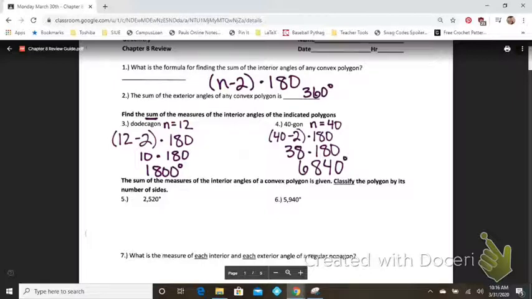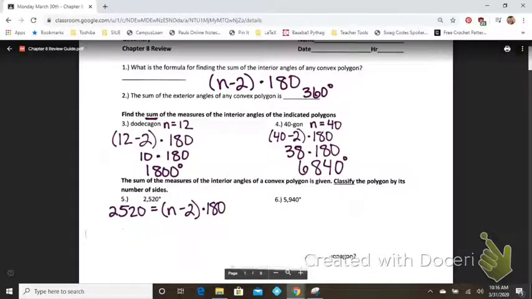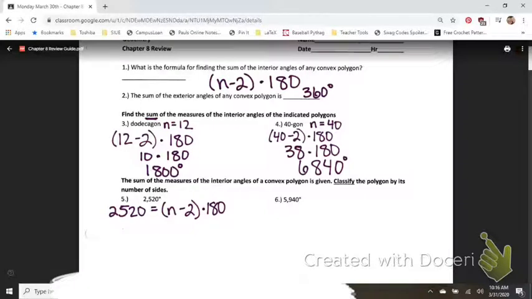The sum of the measures of the interior angles are given. Classify it by its number of sides. All right, so the sum is given. So this sum, 2,520, is equal to n minus 2 times 180. In my opinion, it's easiest to solve these by first, let me just make a little space down here. First, dividing both sides by 180.